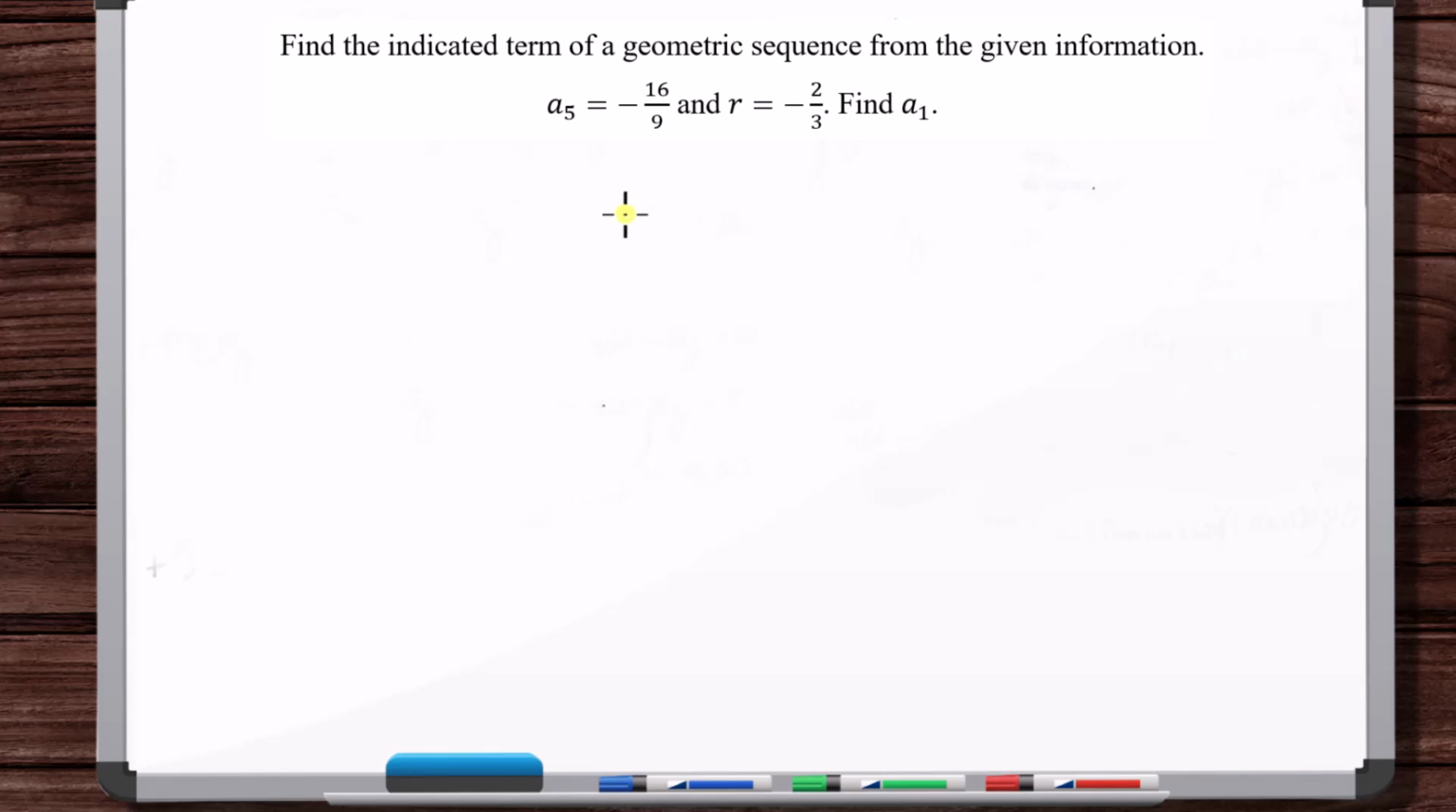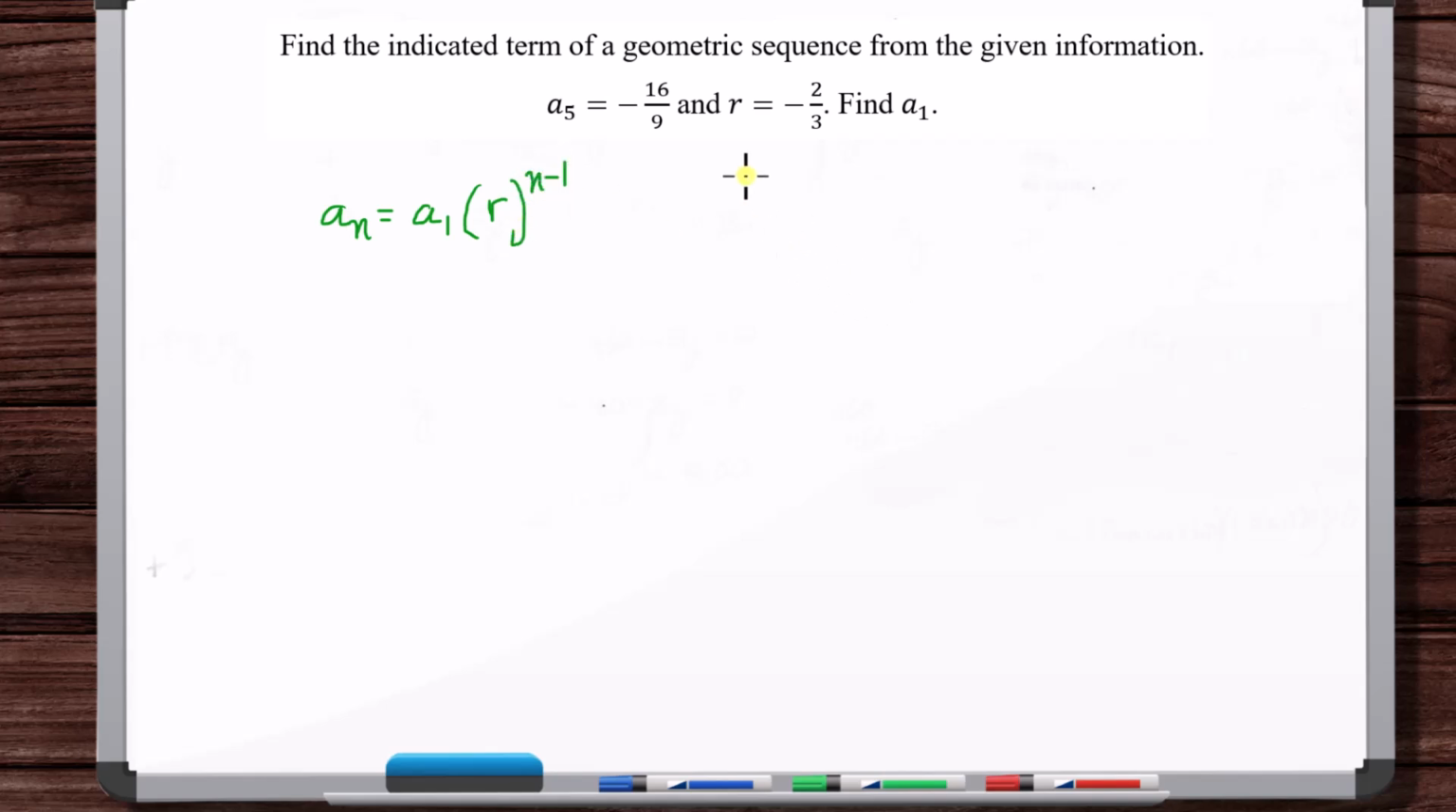Same type of problem as the last one. Well, it's a little different because they don't give us a sub 1. But just write out what you know, and then use all that information to solve the problem. So we know the formula for a geometric sequence, which starts at 1: a sub n is a sub 1 times r to the n minus 1.